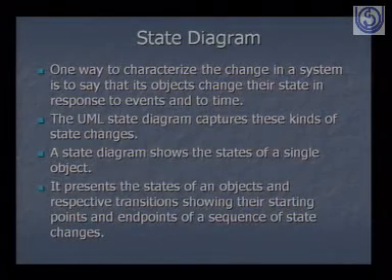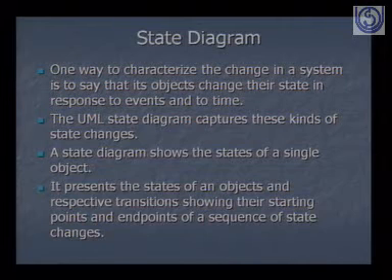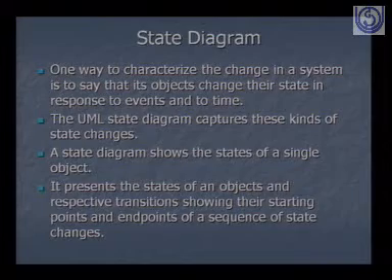It presents the states of an object and the respective transitions, showing the starting points and end points of a sequence of state changes. Suppose an object is in its initial state, and some event occurs, then there will be some sort of action. After that action, if another event occurs, it may shift to another state. So all those states, from the initial point till the end point it reaches, we have to draw as transitions in the state diagrams.